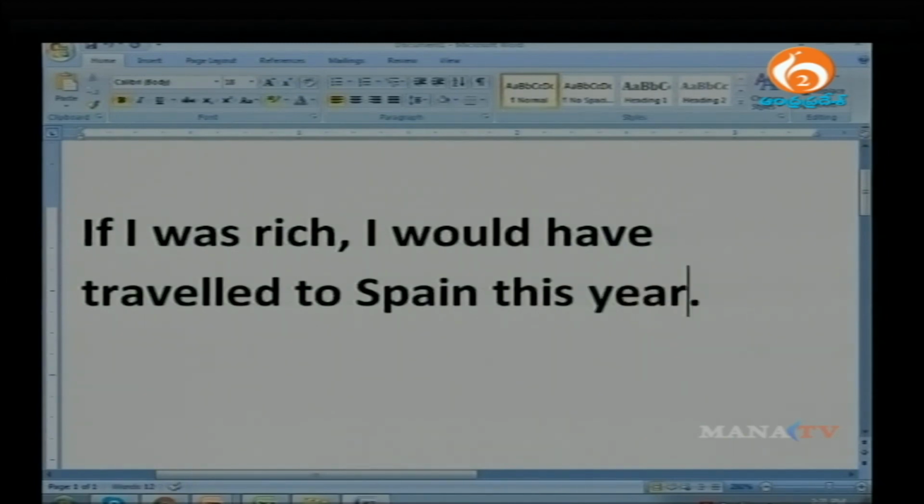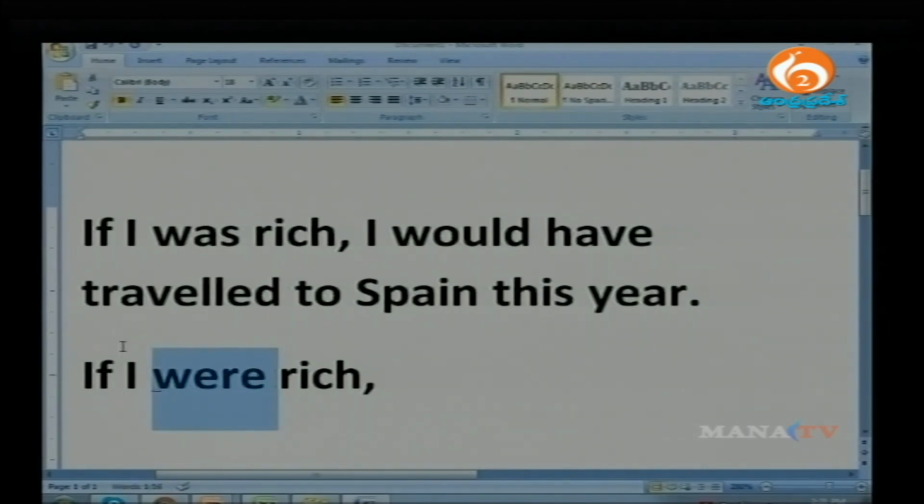If I was rich, I would have traveled to Spain this year. Now this particular sentence is incorrect. It should be, if I were rich. Now were is used only when your subject is plural, but here as a first person, I is a first person and a hypothetical situation, you are supposed to use were.